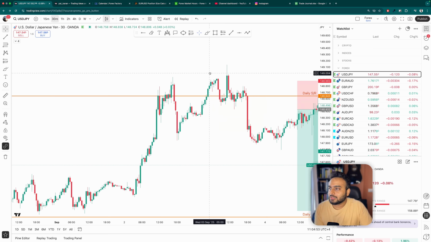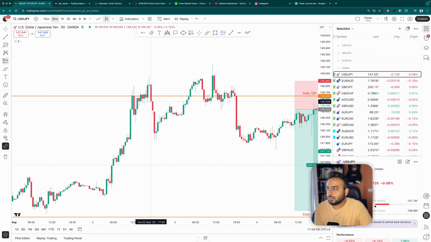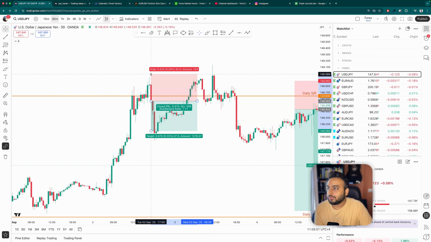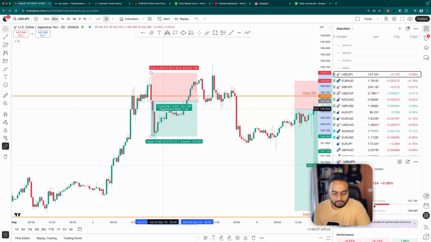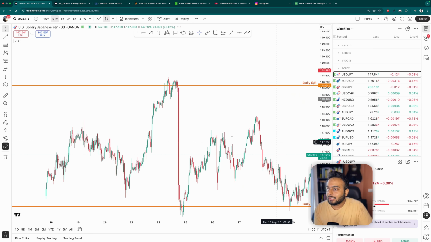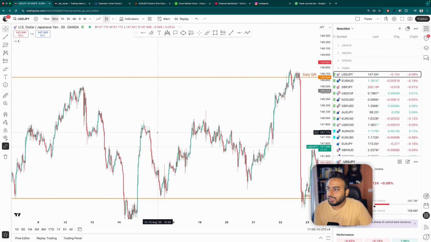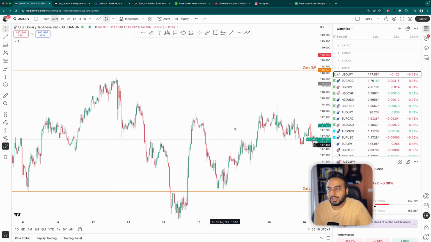For example, if you see right here, even though it's not a very big risk to reward nor something we would enter on, it is more than 1:1. Anyway, candlestick patterns are something which we completely rely on for reversals and for entries.